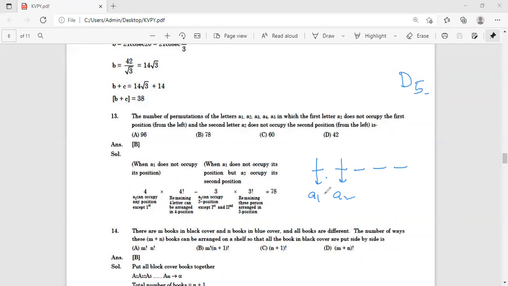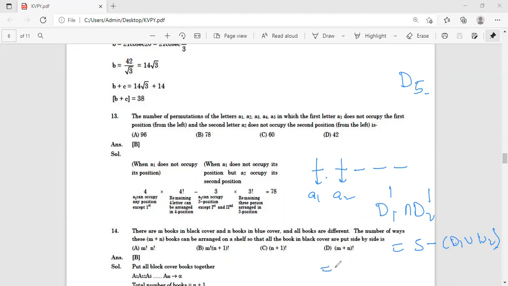So position 1 is not original and position 2 is not original. So that is S minus D1 union D2. Total minus D1 is original, D2 is original. Inclusion exclusion principle.